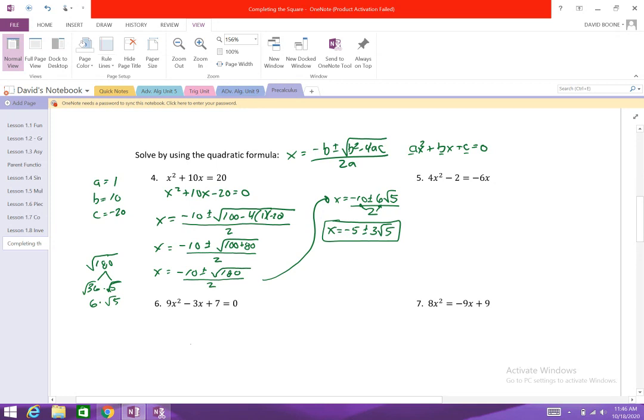All right. Let you play with these other ones. You still got 5, 6, and 7 to do by using the quadratic formula. So make sure you get some practice doing that.